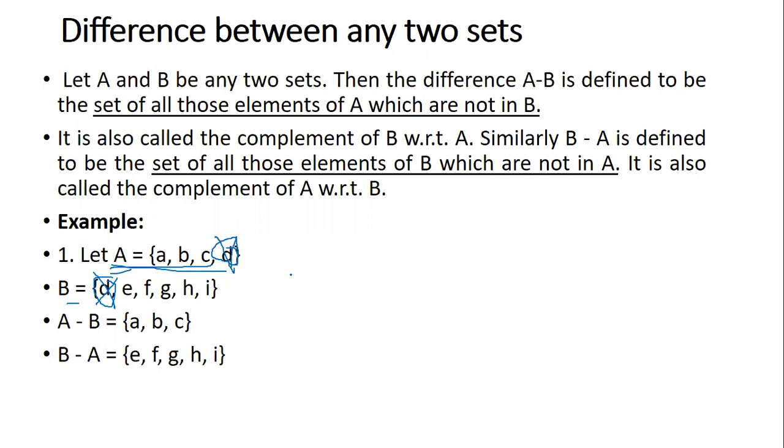So you have A minus B, which is nothing but what all are present in A. What all are present in set A? A, B, C are present in set A. But D is present in set A as well as B, so I will not write that. This only is called A minus B: what all are present in A and not in B.